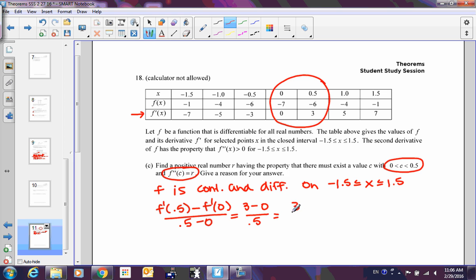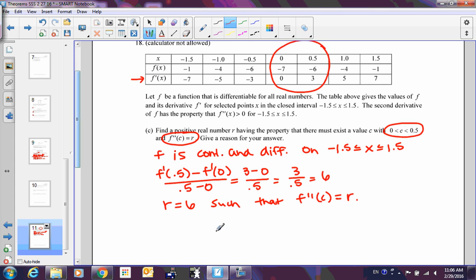So we end up getting 3 over 0.5, which is the same as 3 divided by a half, which is going to give you a 6. Okay, so that's what your r equals. R equals 6, such that f double prime of c equals r. Okay, this is by what theorem? By mean value theorem. We've already listed the conditions, we listed the average rate of change. It follows naturally that should be it.